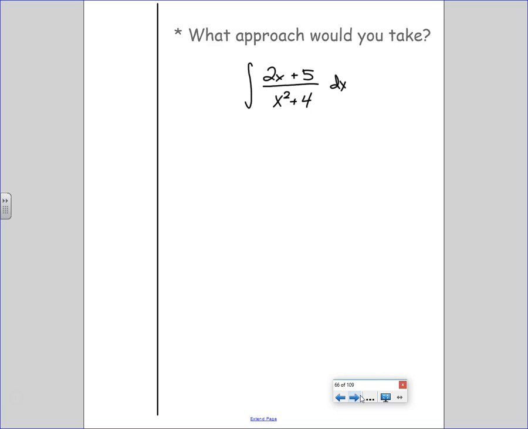What would you guys take with this one? We could try long division, but the bottom won't go in the top. Split up bottom and top. Split up? Part method? Yeah, we could do part method. Oh yeah, part method works.